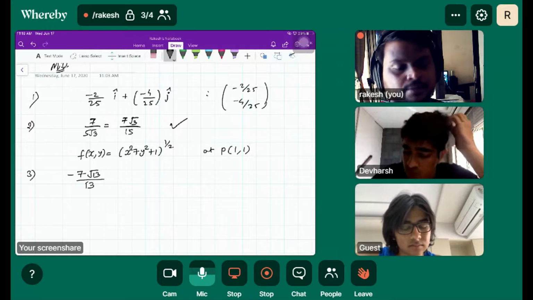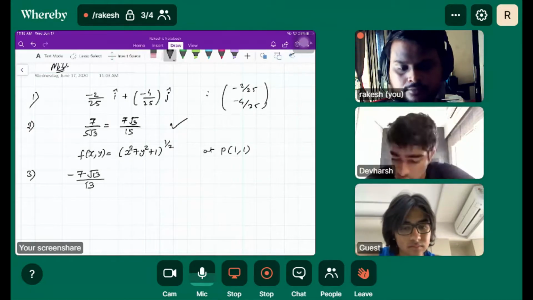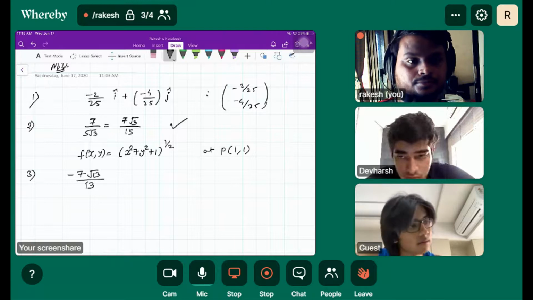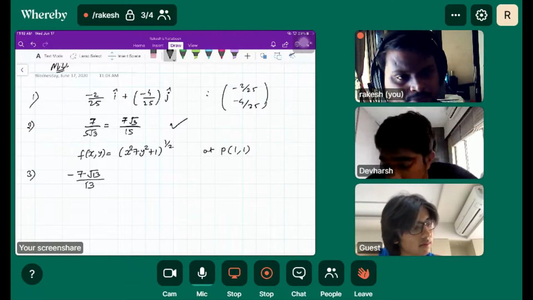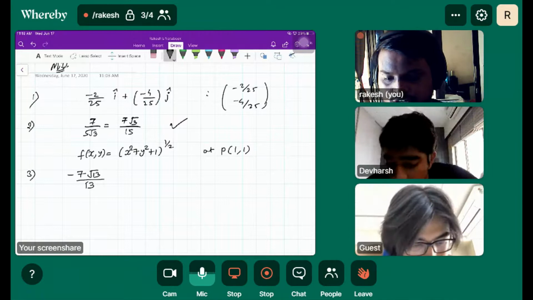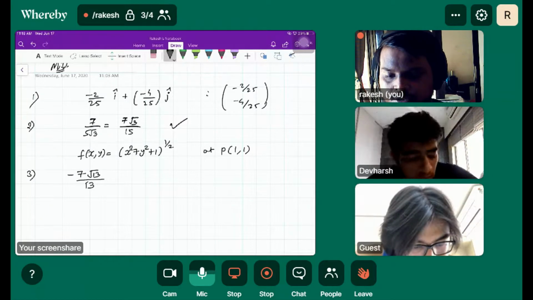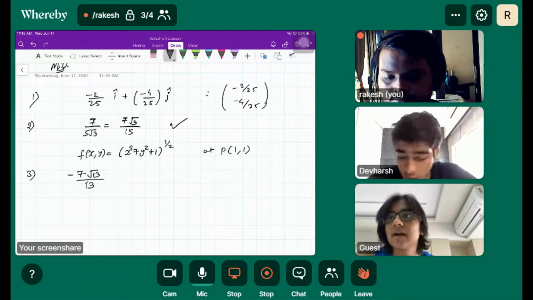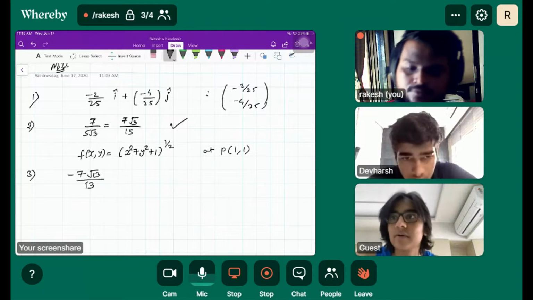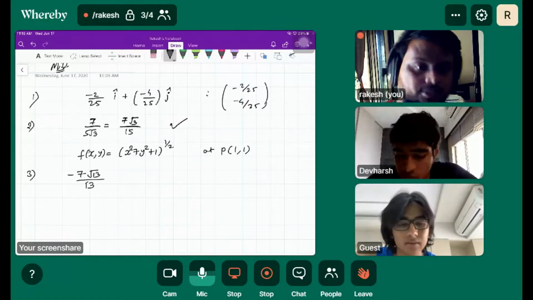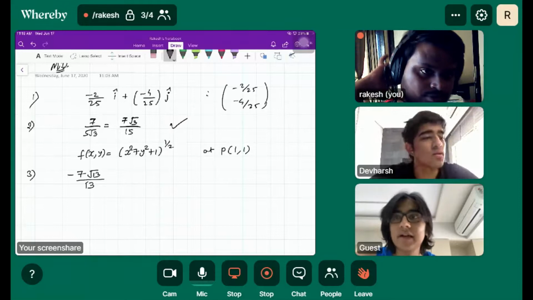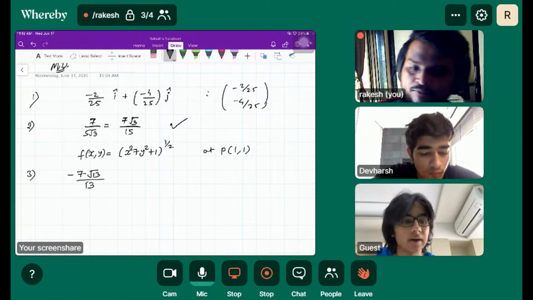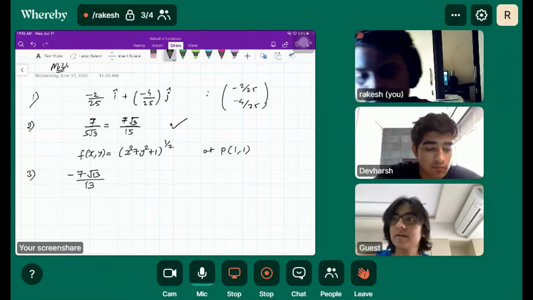Minus 7 root 13 by 13, what did you get? I got the same answer, but instead of a 7, I got a 3. So check out your mistake. It is supposed to be minus 7 only. It is minus 3 minus 4, right, Devarsh? Yeah, it is minus 7. Just check it out quickly. When you take the dot product with 1 comma minus 2, you'll get minus 3 minus 4.